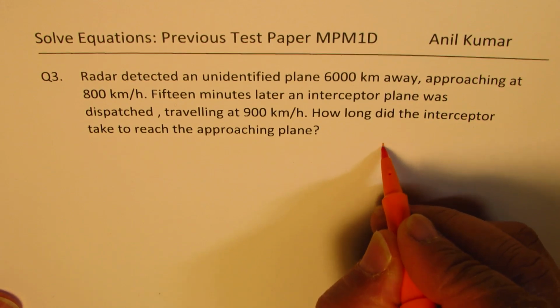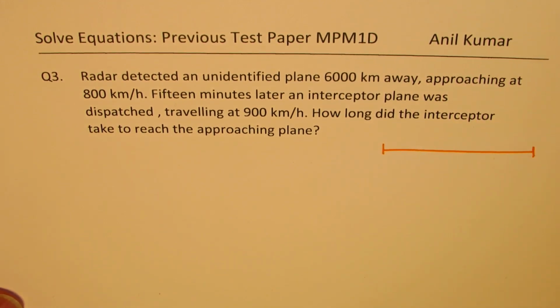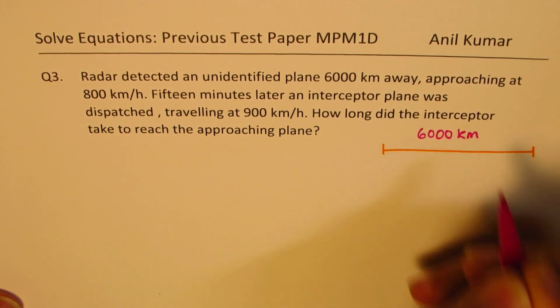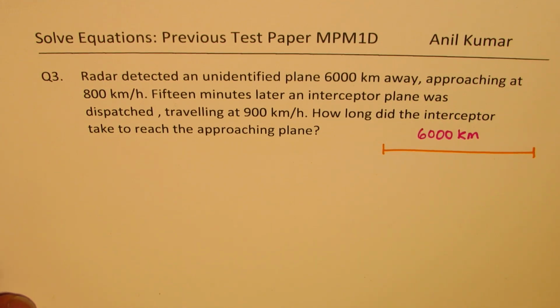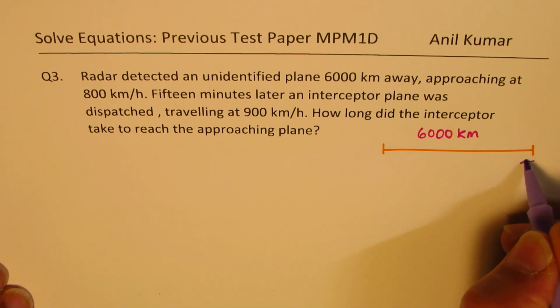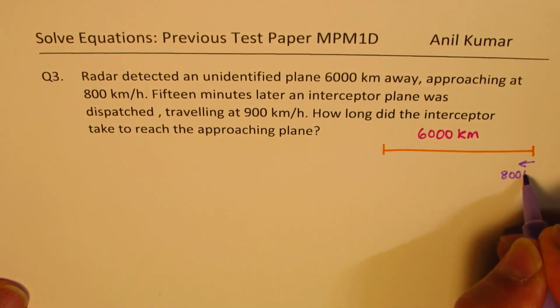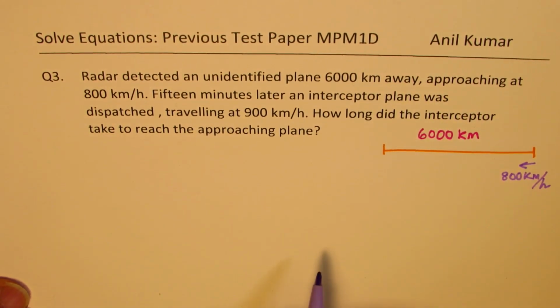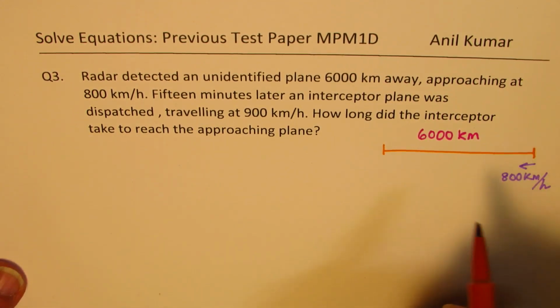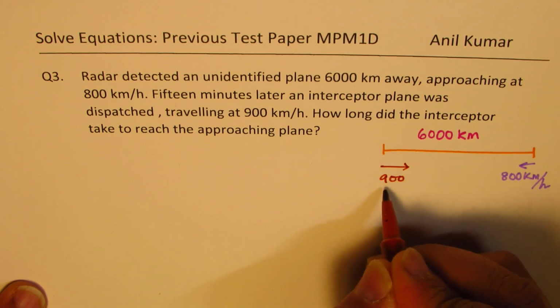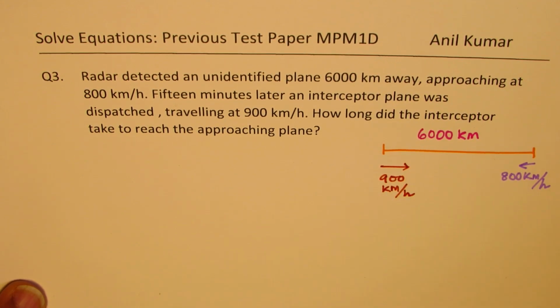So let's try to understand this situation. Right. So we have a distance here which is 6,000 kilometers, right? So in this case, there is a plane which is approaching. So let's say this is the plane which is approaching, and it is approaching with the speed of 800 kilometers per hour. From the other side, rather from this side, interceptor is sent, whose speed is average 900 kilometers per hour.